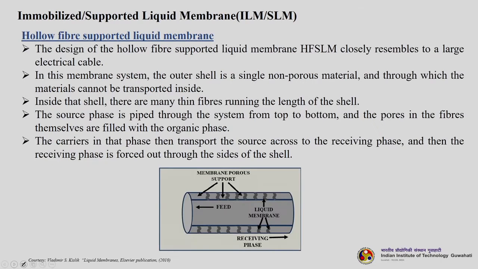Now, hollow fiber supported liquid membrane. We have discussed a lot about hollow fibers, their different properties, and how they are used in different applications. So, here also we can have hollow fiber supported liquid membranes. The design of the hollow fiber supported liquid membrane closely resembles a large electrical cable. In this membrane system, the outer shell is a single non-porous material through which the materials cannot be transported inside.